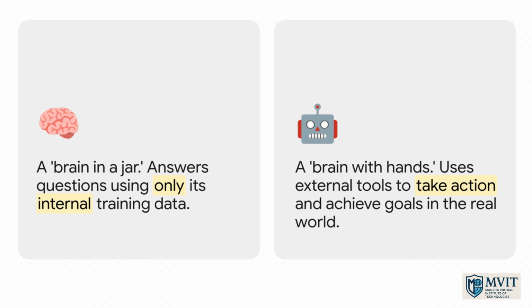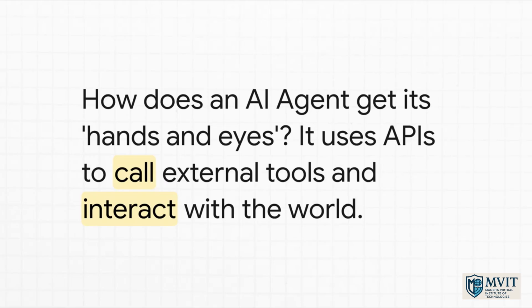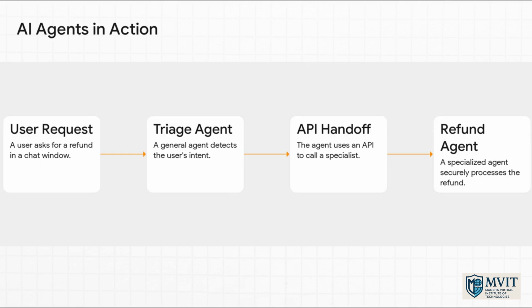An AI agent, though, that's different. That's a brain with hands and eyes. It can reach out, access the live internet, and actually take actions to get things done. So how does it get those hands and eyes? You guessed it, APIs. That's the whole secret. When an AI agent needs to find out today's weather, or book you a flight, or look something up in a company database, it doesn't just magically know that stuff. It makes an API call. It uses an API to talk to an external tool, exactly like your food app uses an API to talk to Google Maps. And this opens up some incredible possibilities.